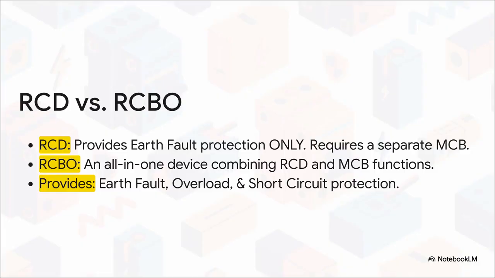Now, this is a really common point of confusion, so let's clear it up once and for all. An RCD, all by itself, only gives you earth fault protection. It's completely blind to overloads and short circuits, which is why it always has to be paired with an MCB. The RCBO, however, now that's the best of both worlds. It combines an RCD and an MCB into one single neat unit, giving you all three types of protection. It is your all-in-one safeguard.